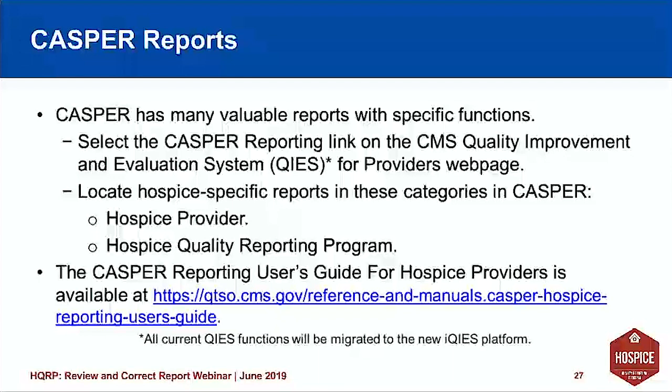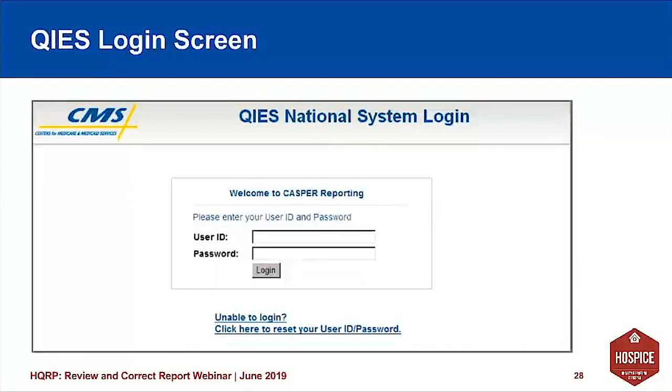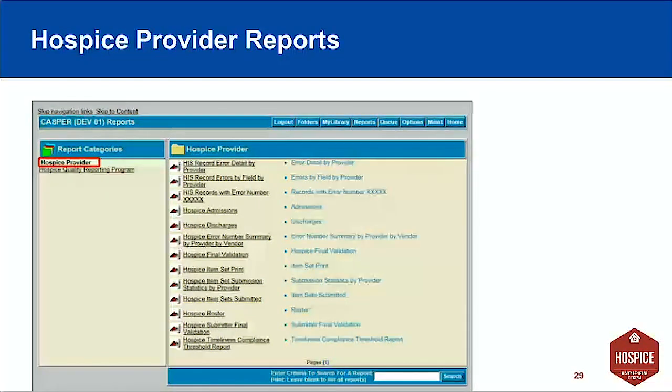And you'll notice there's a footnote here that in the future, all of the current QIES functions will change to a new platform called iQIES. So be looking out for more information on that in the coming months. So here's a screenshot of the login page. You'll need to use your user ID and your password. And as a reminder, you can have 2 users on the system, so it's really important to identify another person in your agency who has access to CASPER to cover for vacations and ensure timely reporting.